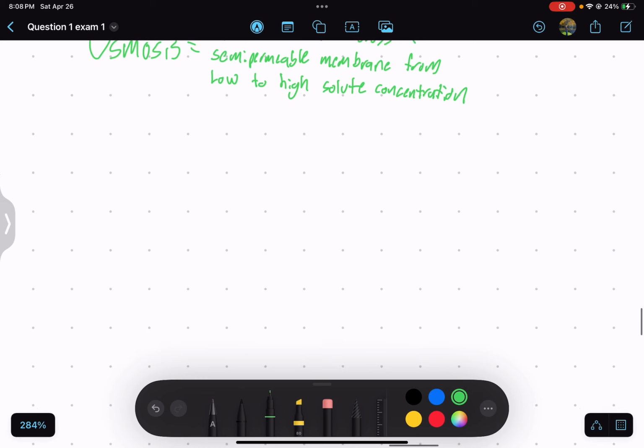And just to show you a little drawing of this, let's say you have those solutes there and one solute there. Your water is going to move over to the one with higher solutes. The green little dots are your solutes.